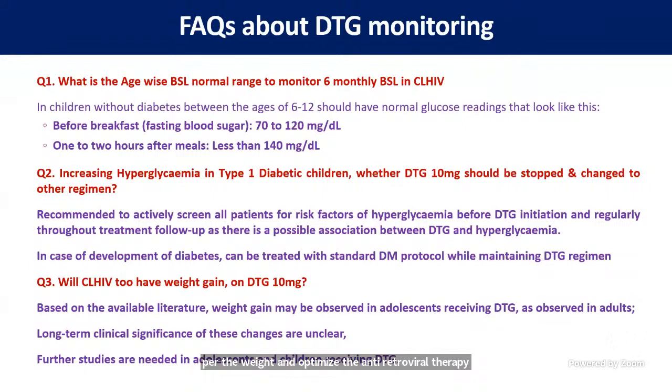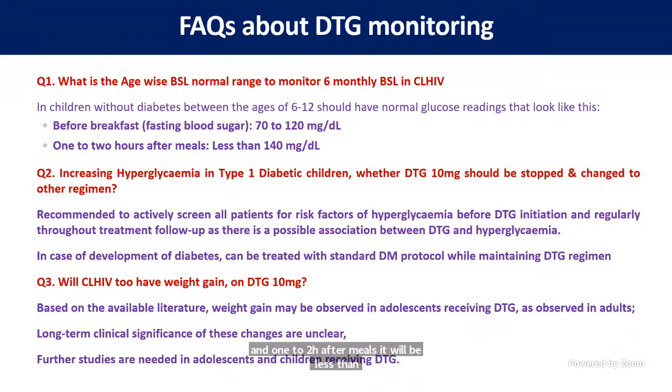Now there are a few other questions, like what is the age-wise normal range of blood sugar level to monitor for 6 monthly blood sugar in CLHIV. In children without diabetes between the ages of 6 to 12 years, normal glucose readings look like this: before breakfast, that is fasting blood sugar, anywhere between 70 to 120 milligram per deciliter, and 1 to 2 hours after meals it will be less than 140.